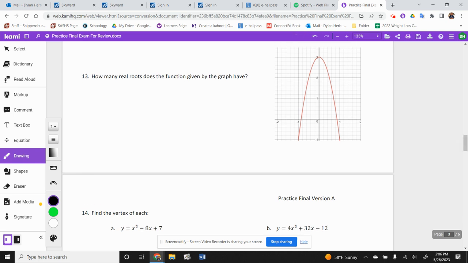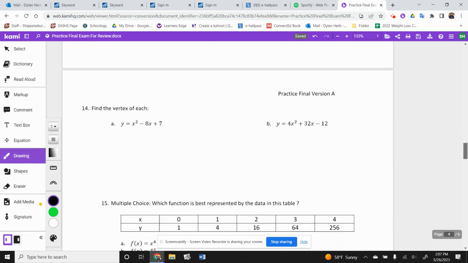How many real roots does this function have? It has 2, because it has 2 spots where it crosses the x-axis. So the answer is 2. It doesn't ask for what are the roots. It just says how many are there. So the answer is 2. If it asked me what the roots were, I would put down the numbers that these x-intercepts are at, which is just slightly below 1 and slightly above -1.